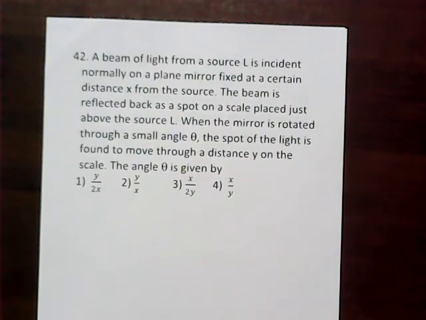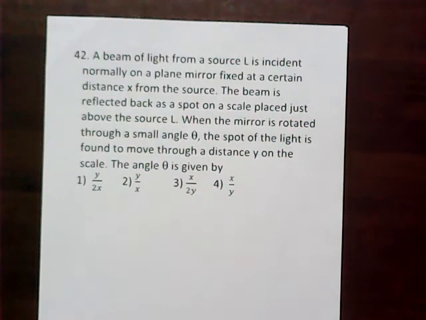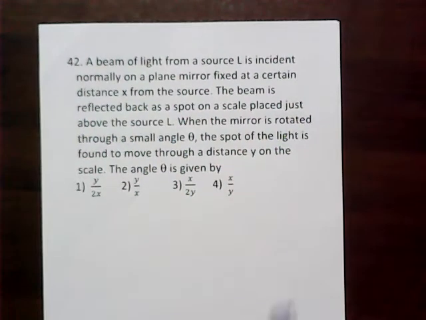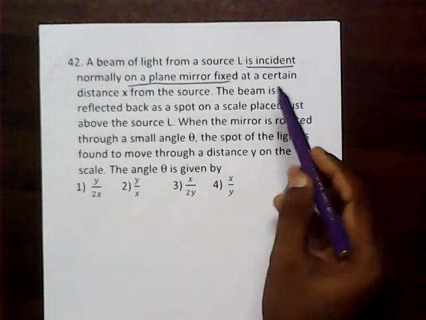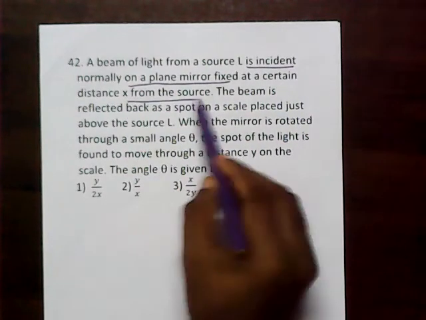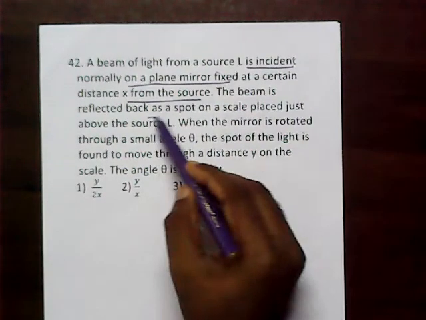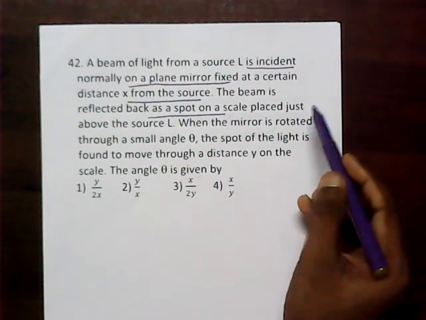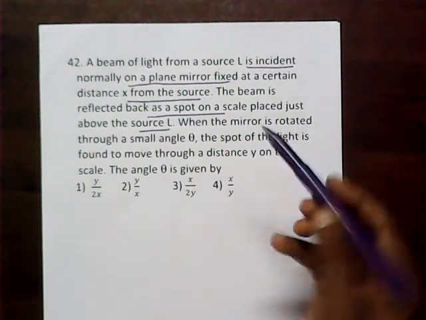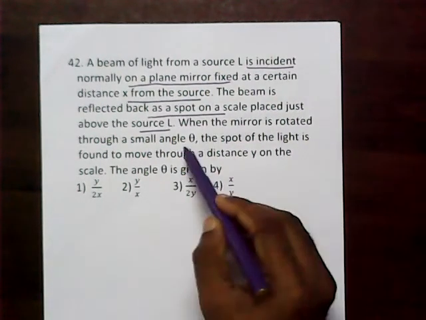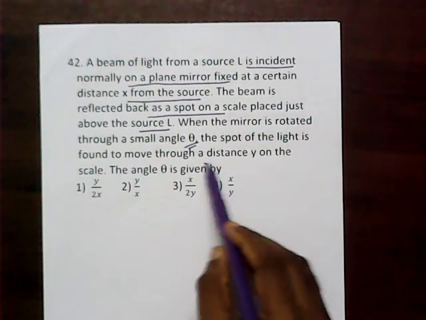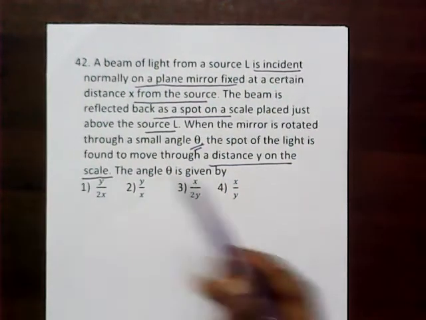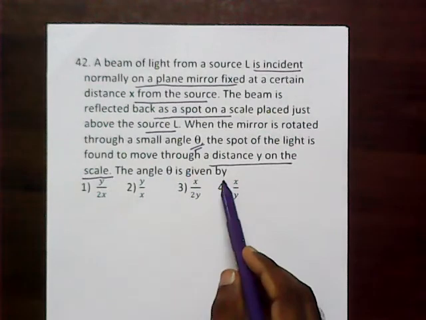A good question. Number 42. A beam of light from a source L is incident normally on a plane mirror at a certain distance x from the source. The beam is reflected back as a spot on a scale placed just above the source. When the mirror is rotated to an angle theta, the spot of light is found to move through a distance y on the scale. Then the angle theta is given by.